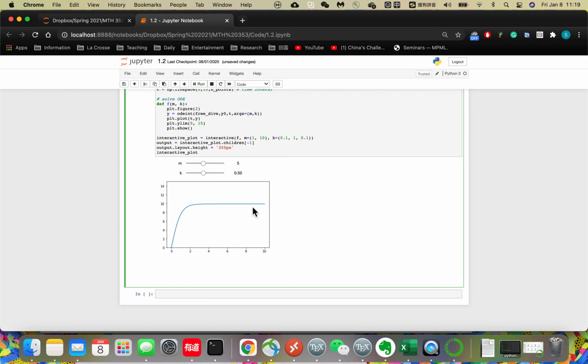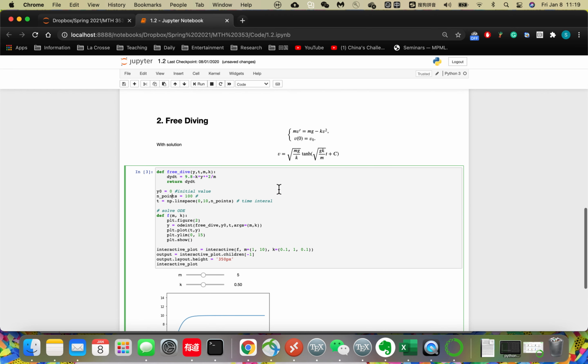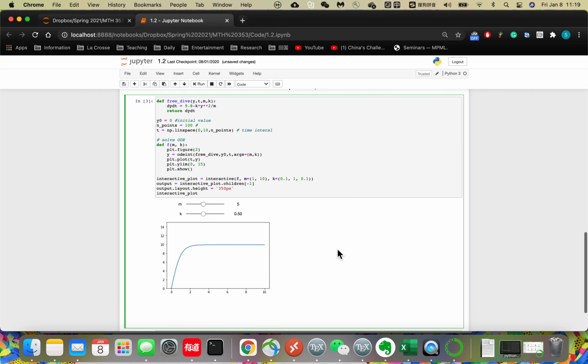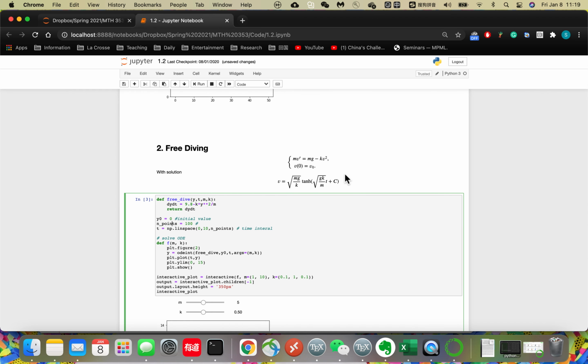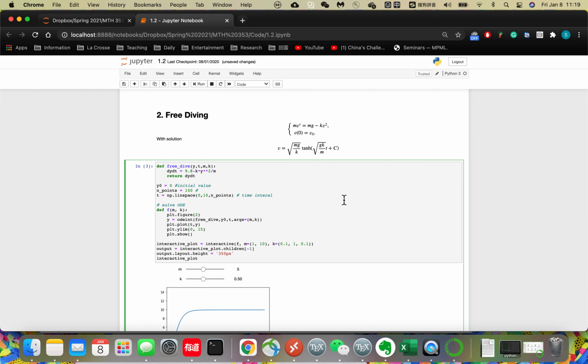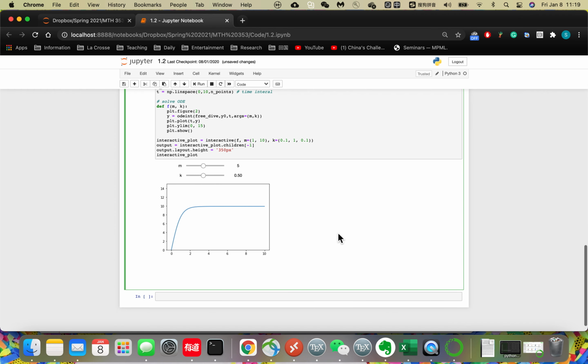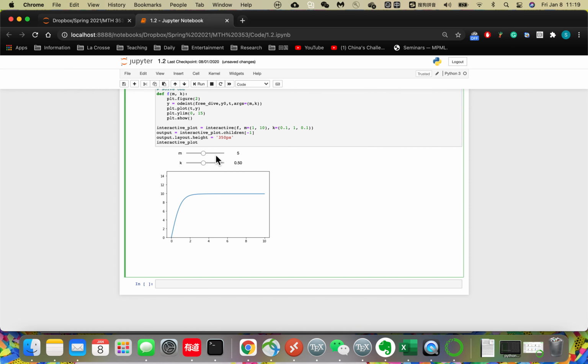So what happened? You keep diving and you keep accelerating until you are fast enough such that the air resistance equals your gravity, so they balance out. Therefore, your velocity stays unchanged because you don't have net force anymore. That will happen when your mg equals your kv squared, when your gravitational force matches your air resistance. Before that, because you're not fast enough, your gravity is bigger than the air resistance.